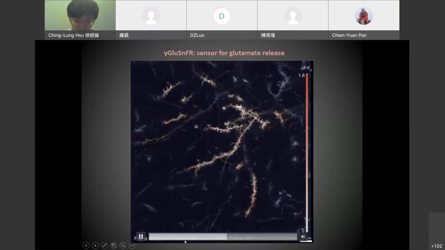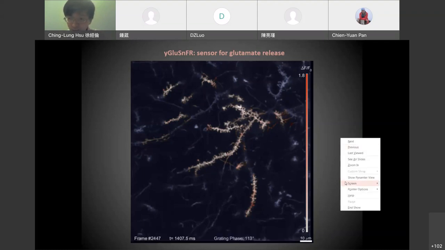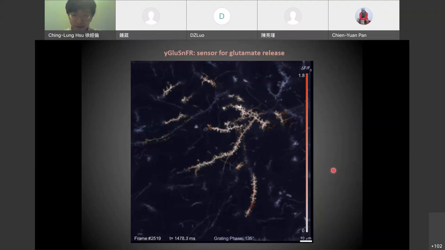And please pay attention to this time. The time between each frame is at a time scale of 0.1 millisecond here at the bottom. So it is really 10 kilohertz frame rate scanning.